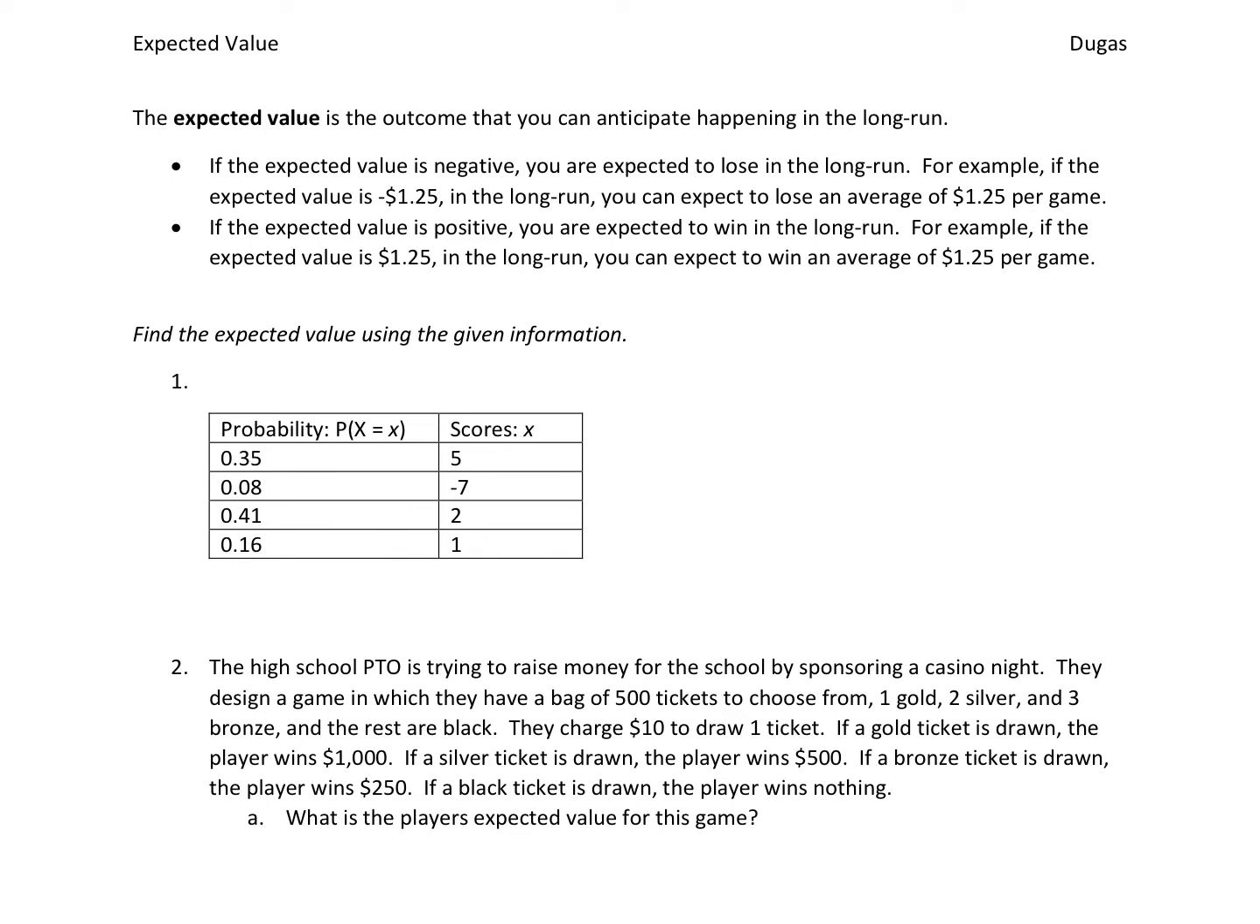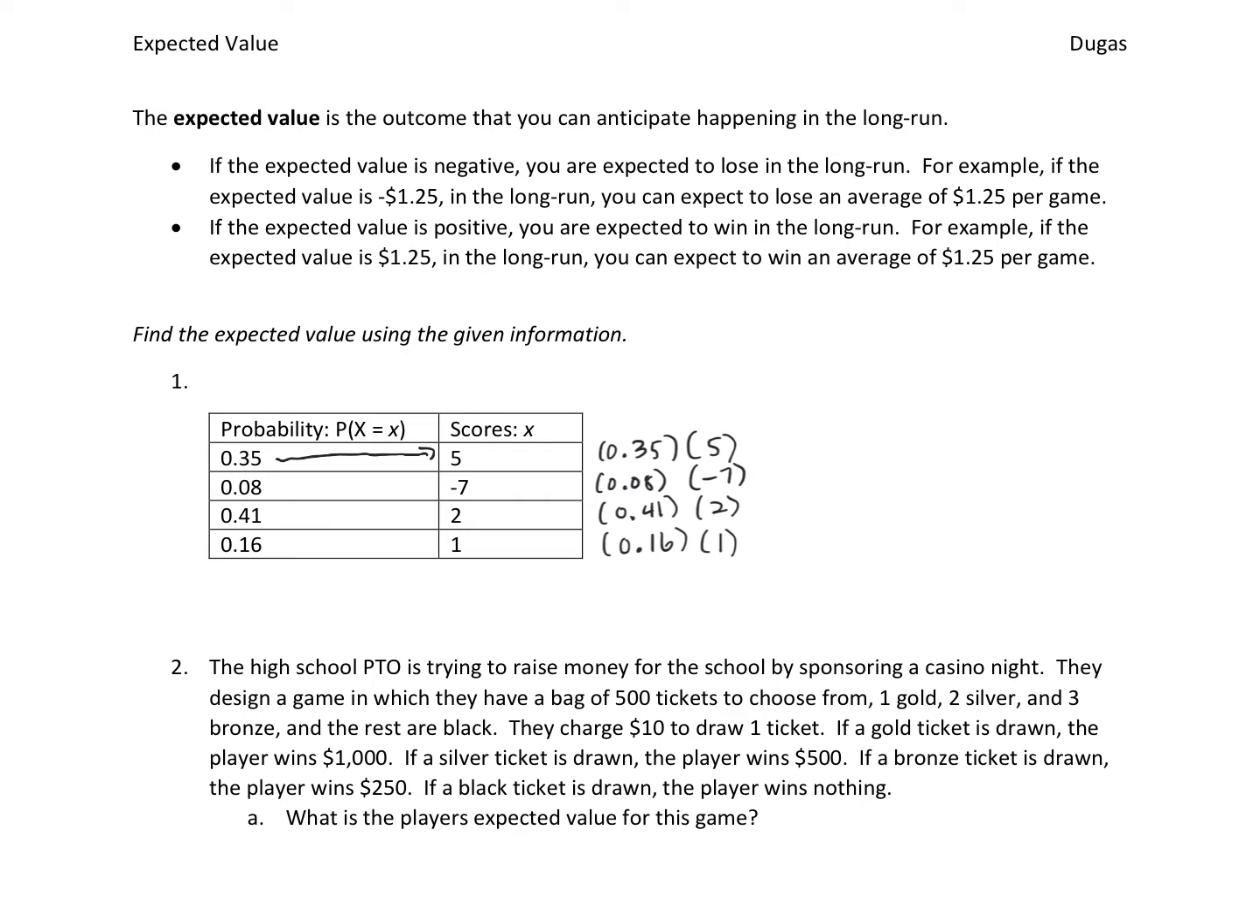So you're assuming, first of all, that these are all the possibilities. If you add up all of the probabilities, you will see that they add up to 1. That's one key part. You're going to multiply the probability times the associated score. So you'll do 0.35 times 5, 0.08 times -7, 0.41 times 2, and 0.16 times 1.